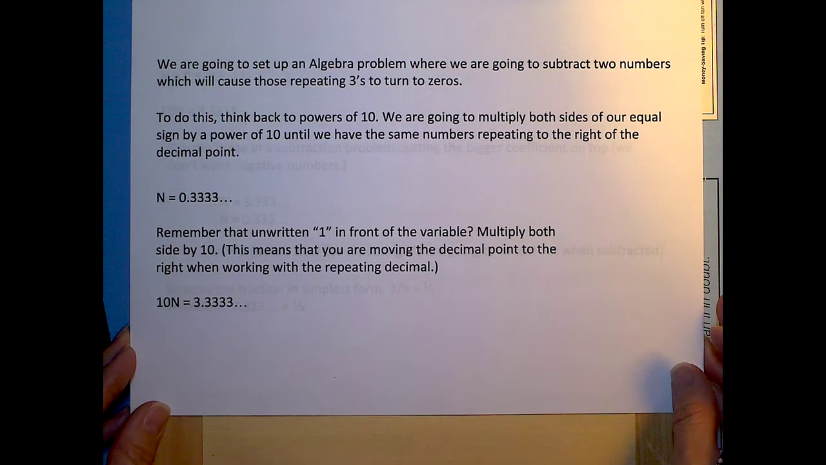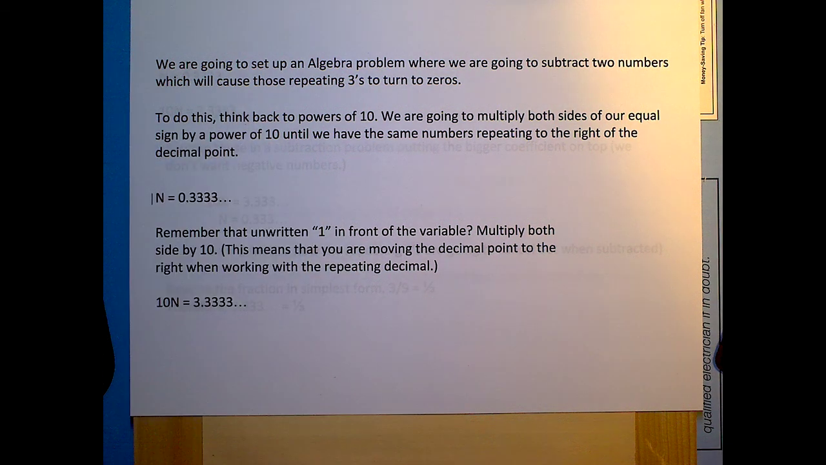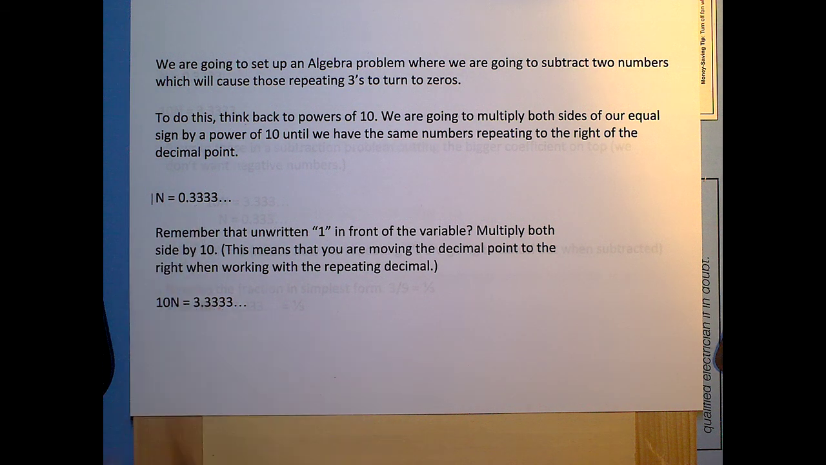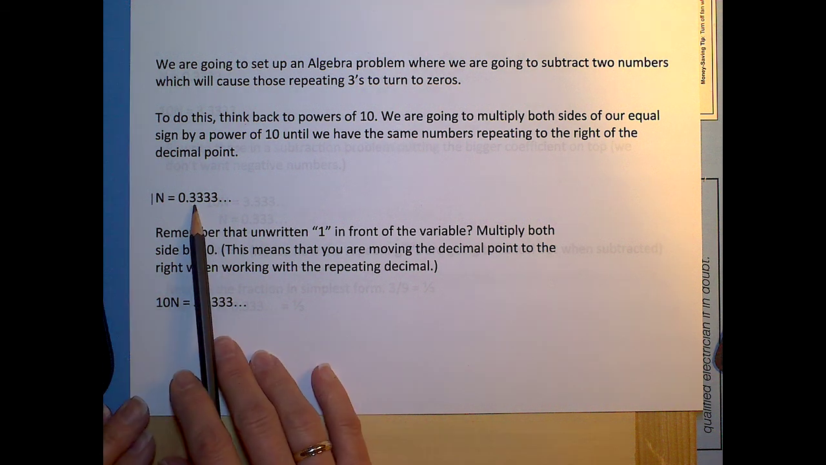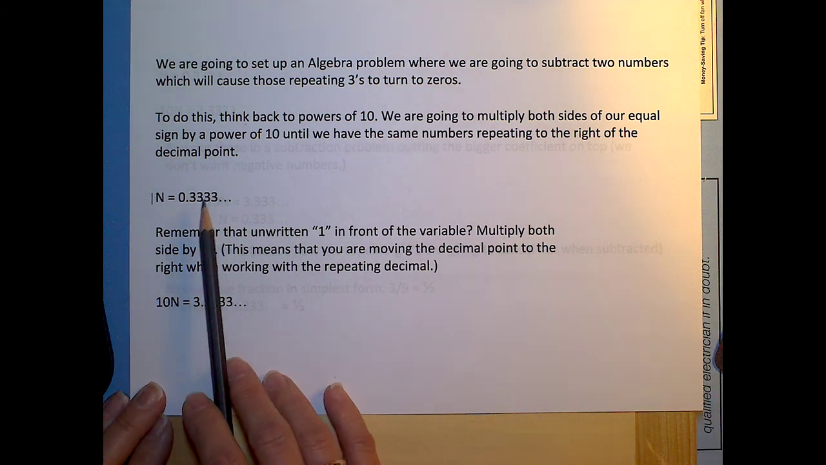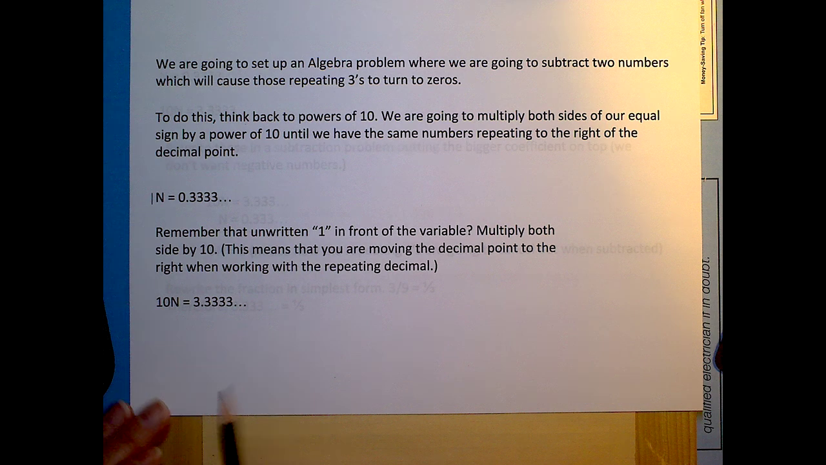Let me show you. So remember, there's always this unwritten 1 out there, okay? It's 1n is equal to this repeating 3. So what we're going to do is we're going to actually multiply both sides of this equal sign by 10. Now, why do I pick 10? Well, I have one digit that repeats. It's a 3. 3, 3, 3, 3, 3, 3, forever a 3. One digit repeats, 1 zero in what I'm multiplying by. Okay, so I'm going to multiply everything by 10.